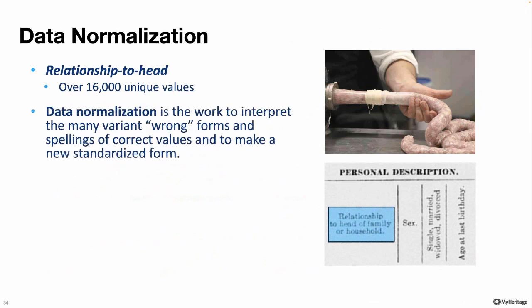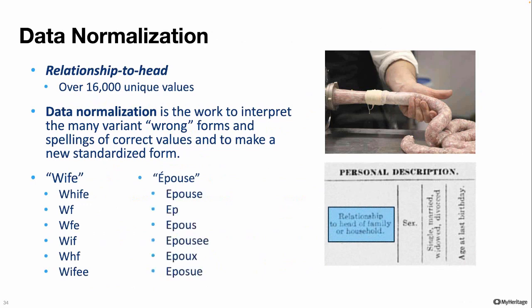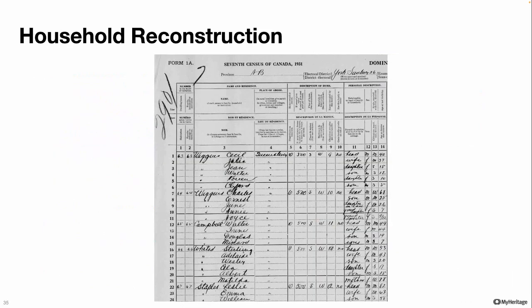And so normalization is this work we do, and all organizations in our field do this. It's the work we do to interpret the many variant or wrong forms and spellings to make a corrected version of that field or of that data. For example, wife, here are a few of the dozens of different ways that wife appeared in the index. And because this is Canada, we also get the same thing in French for the French word for wife. And so normalization is looking at all these 16,000 different unique values. And when we were done, we were just over 300 standardized or normalized relationship to head values.